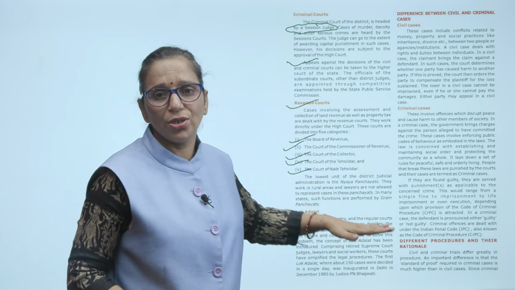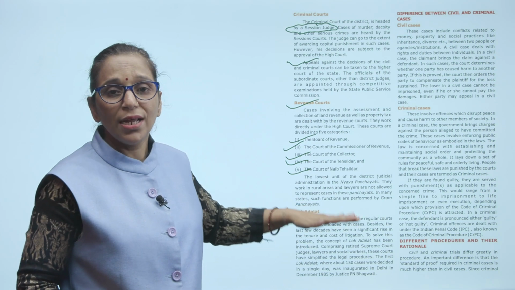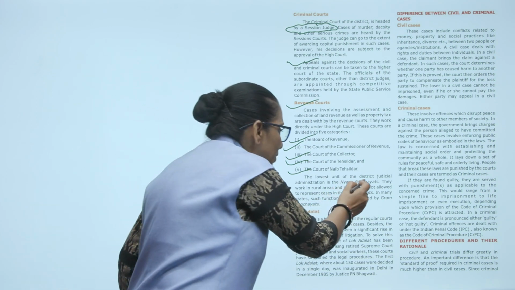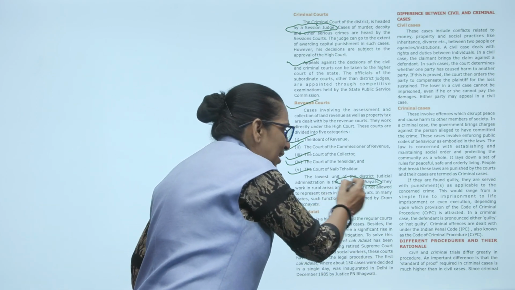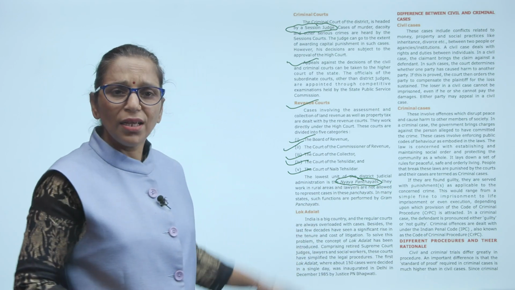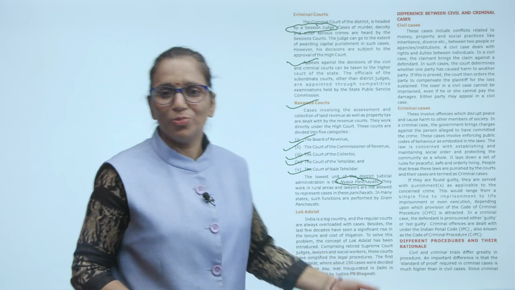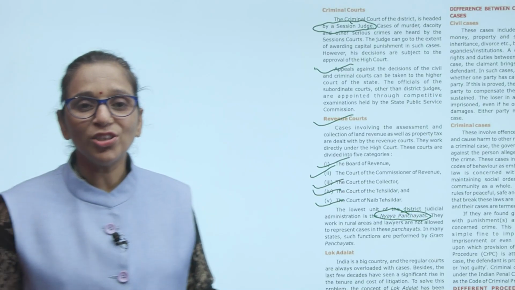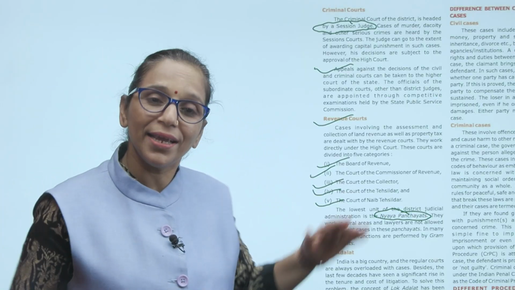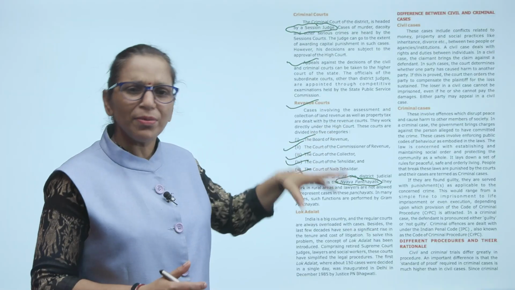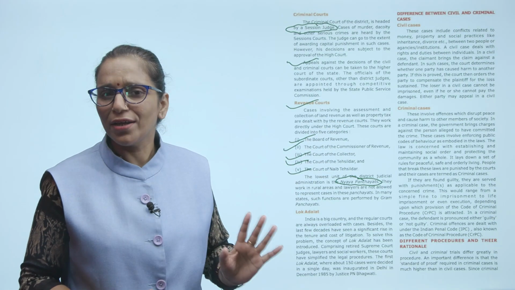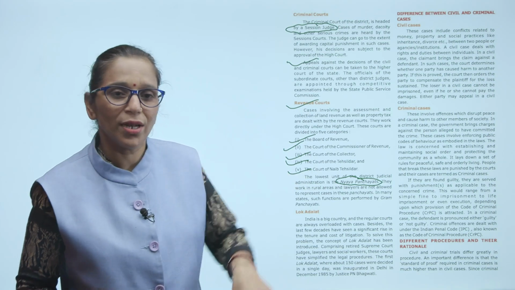The lowest unit of the district judicial administration is the Nyay Panchayat at the village level, in rural areas. They work in the rural area. Lawyers are not allowed to represent cases in these panchayats. In many states, such functions are performed by Gram Panchayat. So in Nyay Panchayat, there is no need of any lawyers in the rural areas.